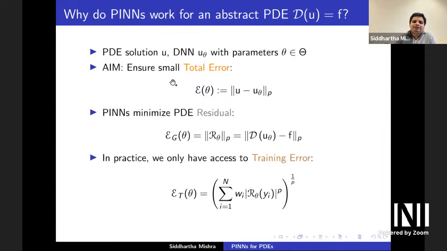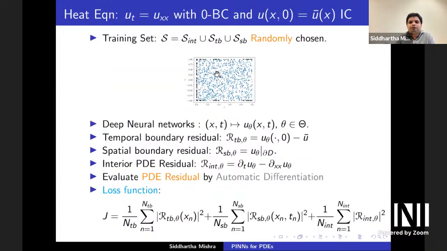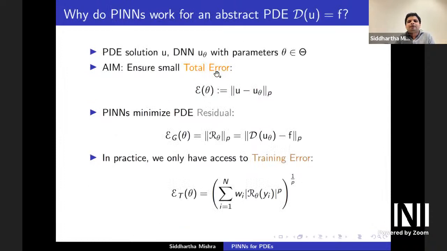So the idea here is that, of course, my objective is to minimize the total error measured in some LP norm here. This is an abstract PDE. U theta is my neural network. So the idea is I want to minimize this error, but I don't have access to this error. I have no measurements of the data or of the solution in the interior of the domain. Remember that. On the other hand, I have access to the residual.